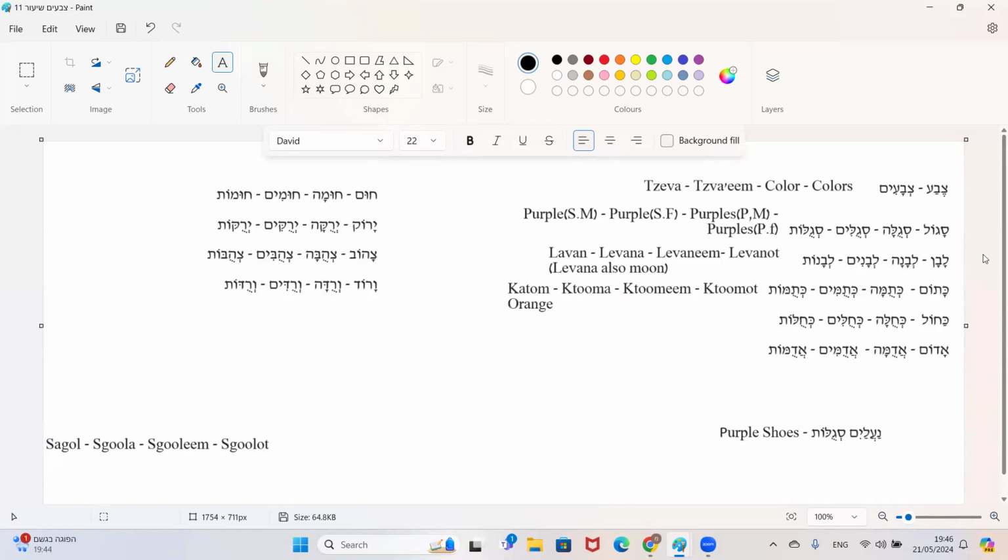Yes. Why is katom orange, but then when you change it to female, it's the oo sound instead of the o? If I didn't know better and you were to call on me, I'd say my dog is orange. I'd say dog, I guess kelev is, anyway, if I would say katoma instead of katuma, how would I know? That's just something you have to memorize.